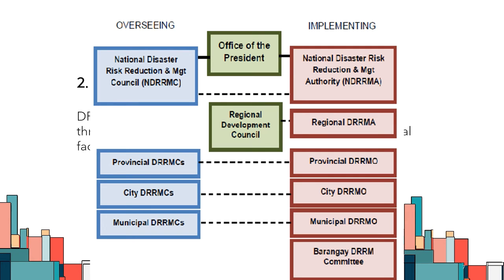While for implementing, we have the National Disaster Risk Reduction and Management Authority, or the NDRRMA, Regional DRRMA, Provincial, City, Municipal DRRMO, and the Barangay DRRM Committee. So we have the Office of the President and the Regional Development Council for overseeing and implementing.